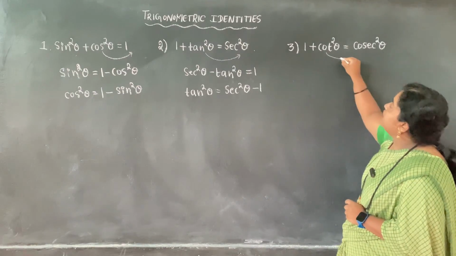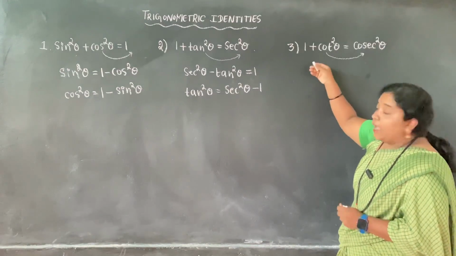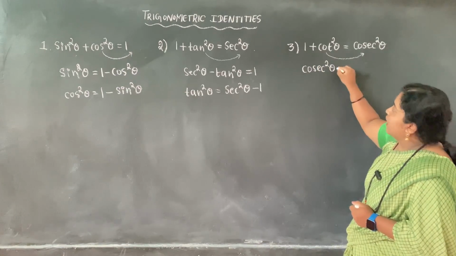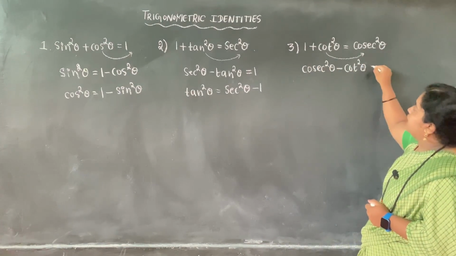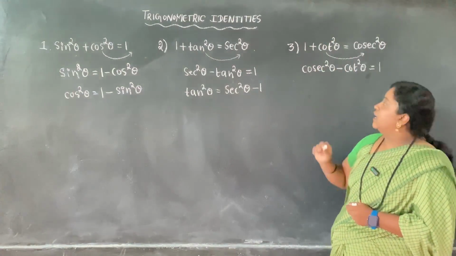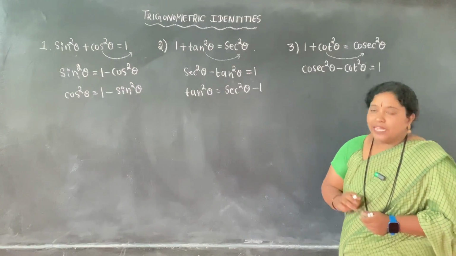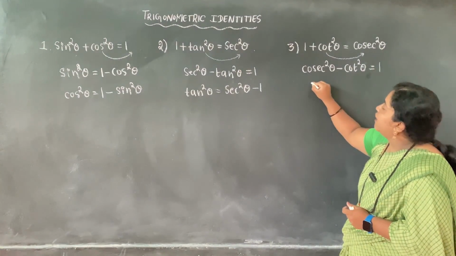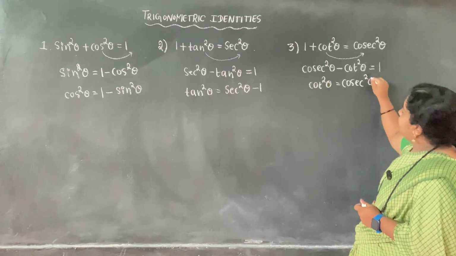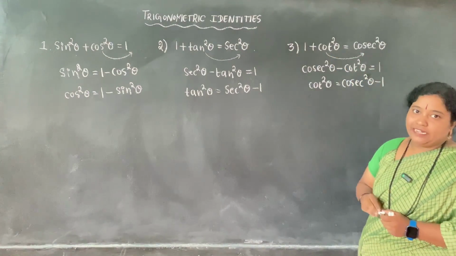Now, dear, I'll send cot square to this side. Positive cot square will become negative cot square. So after rearrangement, the equation becomes cosecant square theta minus cot square theta is equal to 1. This is one arranged from the third identity. Now instead of sending cot square, if I send 1 to this side, positive 1 will become negative 1. So I'll have cot square theta is equal to cosecant square theta minus 1. This is another one rearranged from the same trigonometric identity.